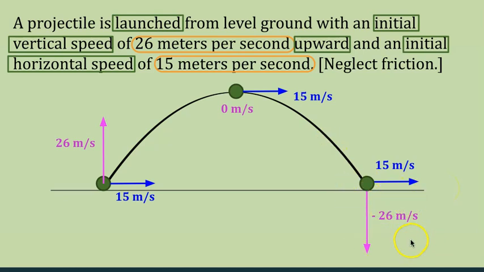Even though they didn't tell me how fast it's going when it lands, I also know that it's going to be going negative 26 meters per second in the vertical direction. And this is a rule that you can always count on. Whatever your vertical speed was when you launched the object, that's going to be the same amount of speed, just in the negative direction when it lands. So 26 meters per second going up, it's going to turn into negative 26 meters per second going down. So that kind of sums up all the information I have for this problem.